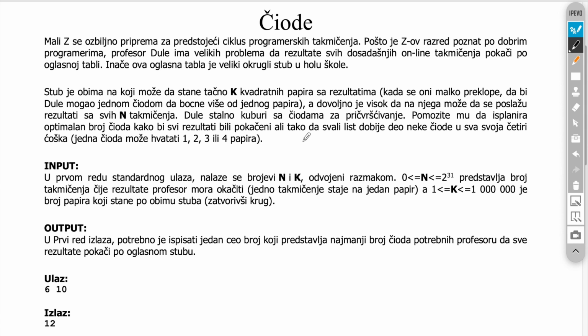Here is the problem description in Serbian, and I will translate it now to English. The first paragraph says that small z is seriously preparing for the next round of programming competitions. Since Z's class is well known by good programmers, Professor Dule has huge issues to stick the results from past online competitions onto the billboard. This billboard is a big cylindrical column inside the main hall of the school.